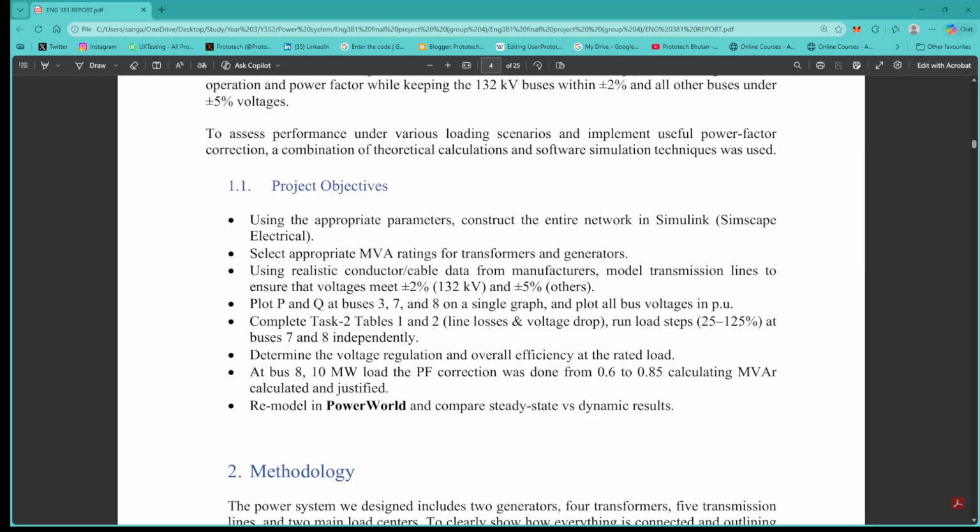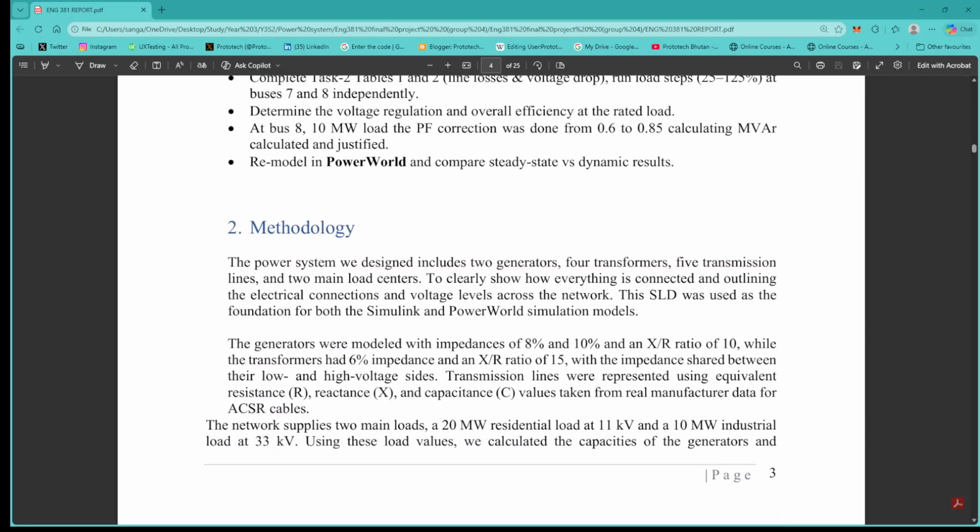The main objective of the model is to evaluate the voltage stability, power flow, system losses, efficiency, and impact of power factor corrections under different loading conditions. Overall system overview.